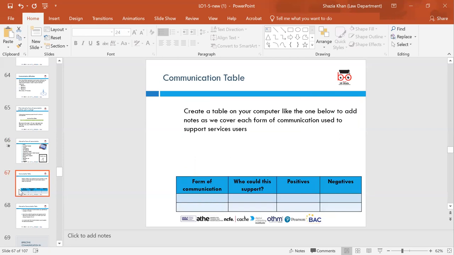So, communication tables. Create a table on your computer like the one below to add notes as we cover each form of communication used for service users. The diagram states that there are forms of communication in the diagram. Who could this support? Positives and negatives.